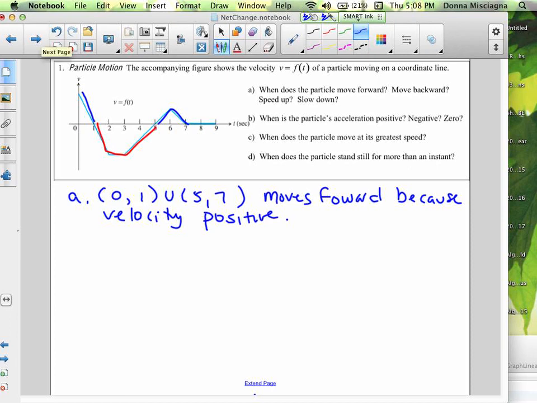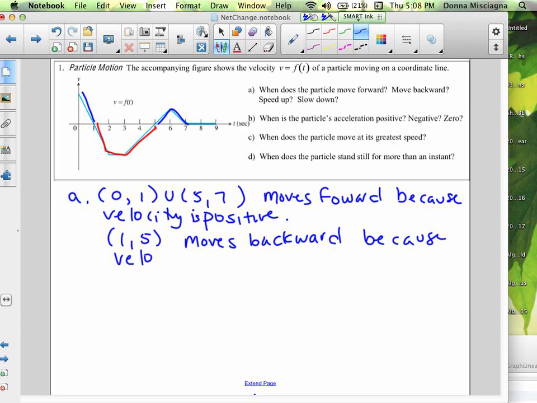That's a better answer. All right, and then from 1 to 5, the particle moves backwards. You probably should make this a full sentence, but these are notes. Moves backward is okay, because we got the because in here. Because velocity is negative. What a horrible sentence that was above. All right.